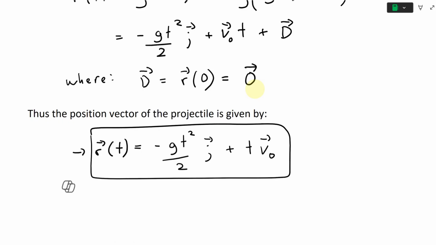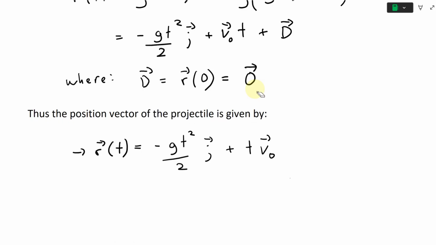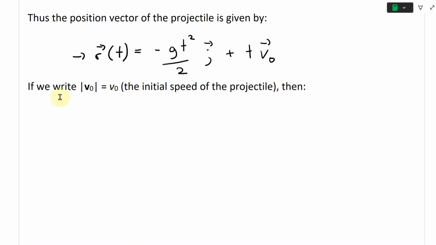All right. Well, actually, I'm not going to bold this one, because this isn't the final thing. We need to maximize the distance. That's the key part. So let's keep going further. Now if we write that the magnitude of the initial velocity vector is equal to just v naught, not a vector, it's a scalar. Just put the italics v there, the initial speed of the projectile.